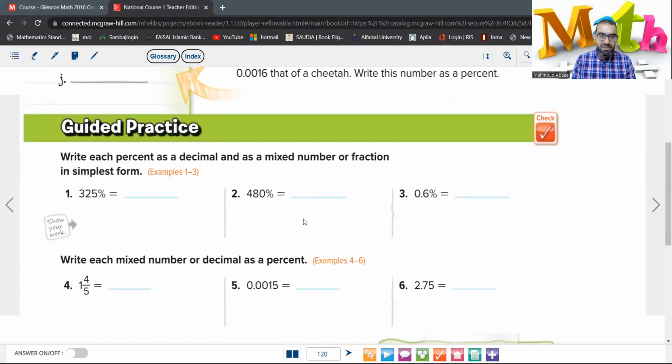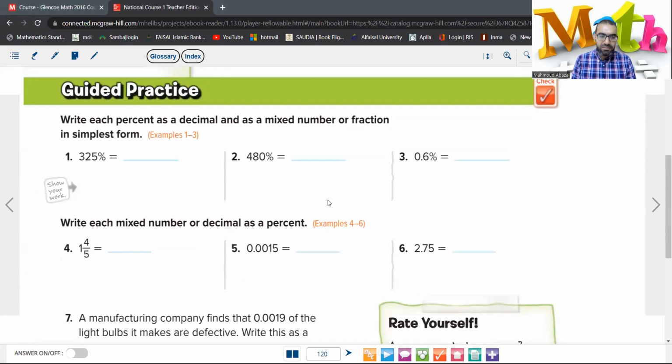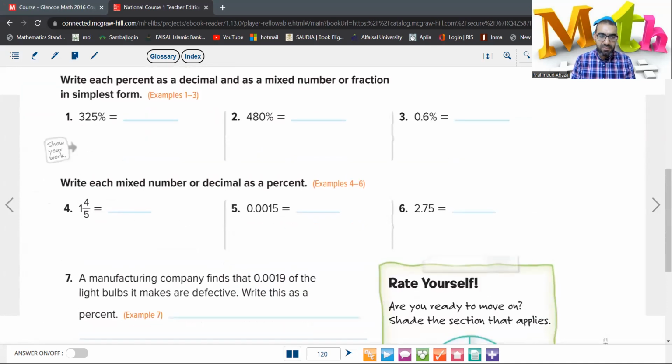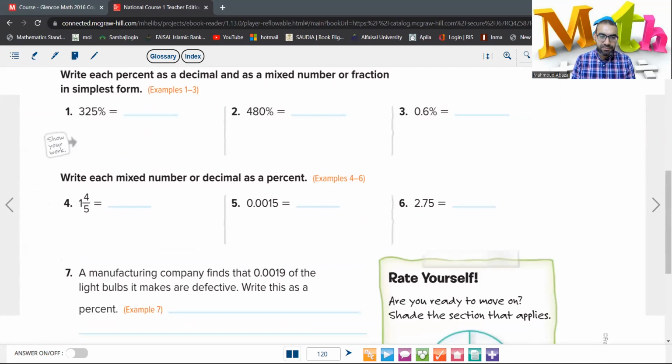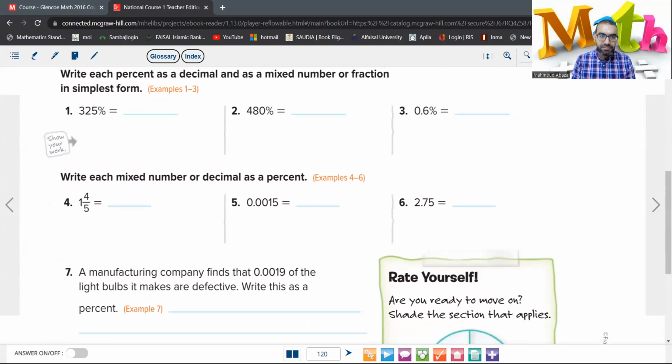Let's solve some problems as a practice for the lesson to check really whether you understand what's going on or not. Write each percent as a decimal and as a mixed number or a fraction in simplest form.